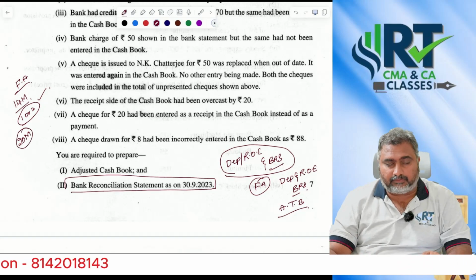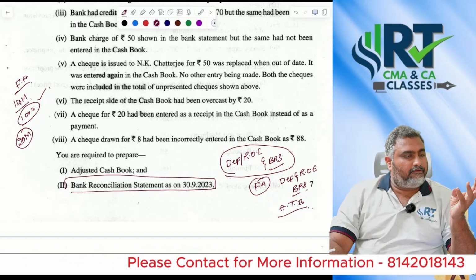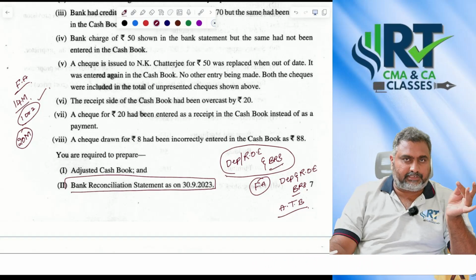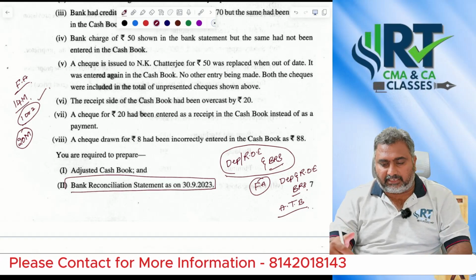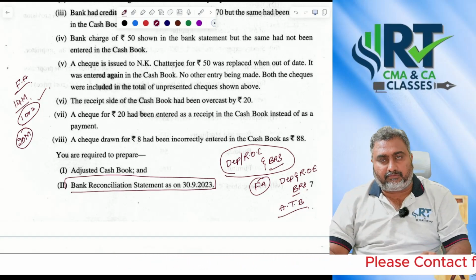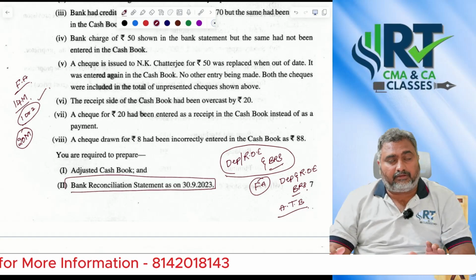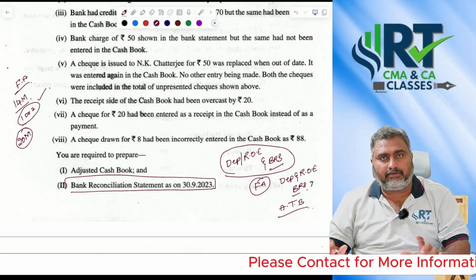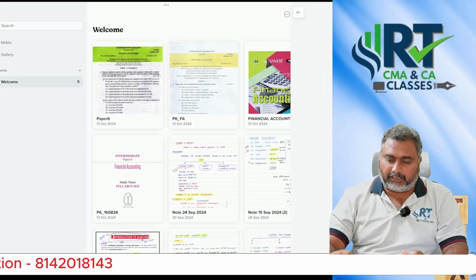The first chapter, or rather the first module, we can't say first chapter, we can say first module, covers bank reconciliation statement, adjusted trial balances, depreciation and rectification of errors. Among these, in this attempt they asked these 2 questions. If you check the next attempt, the recent term examination, they are asking from depreciation as well as rectification of errors. I will show you that question paper as well.